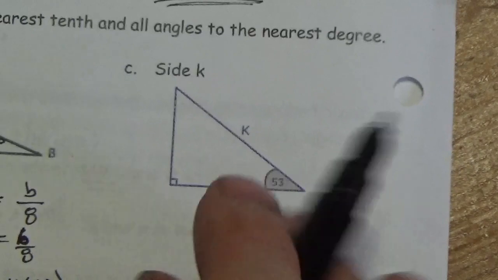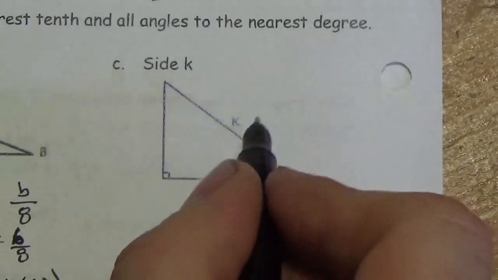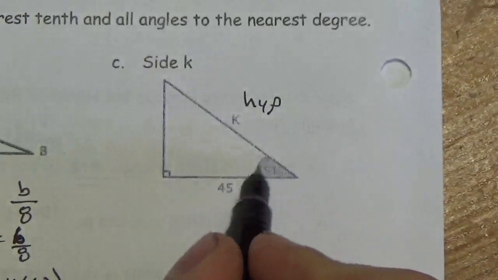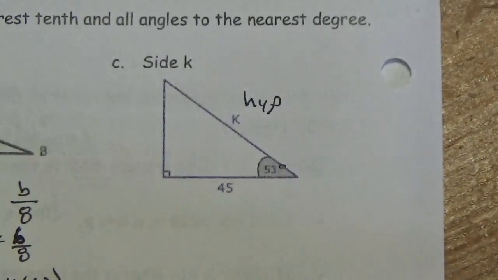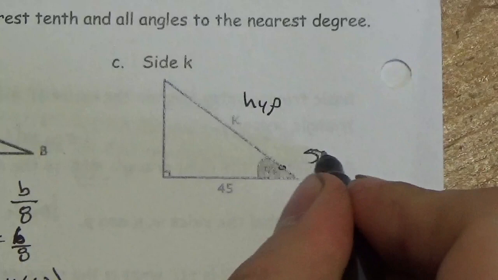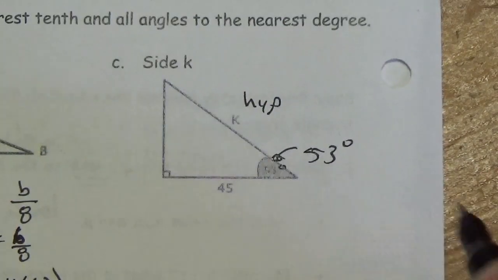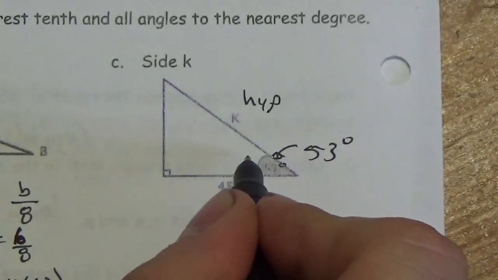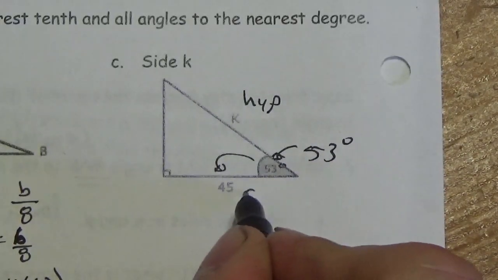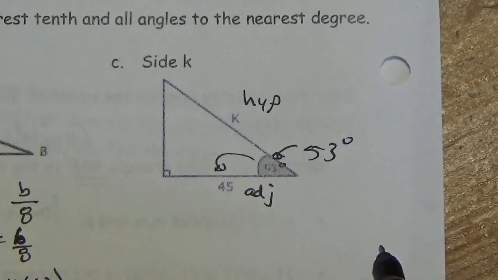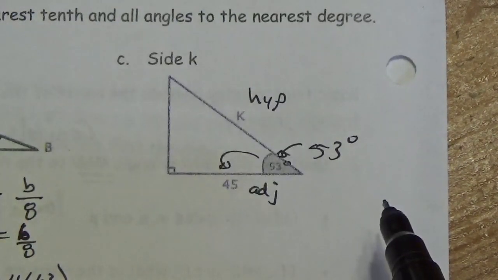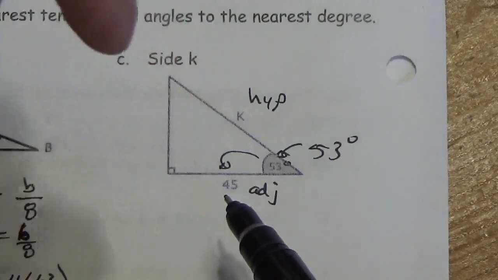So in this triangle here, it's the K that I don't know, the hypotenuse. I'm given that this is 53 degrees, and I don't know if that's really abundantly clear, but let's just say this is 53 degrees right there. And I know that the adjacent side, because if this is the angle that I'm given, I know that this is going to be adjacent, and I know that that's 45.